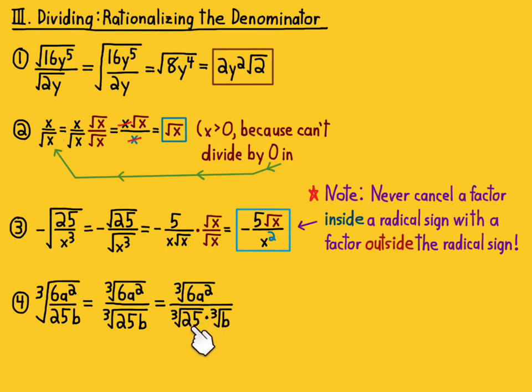So here I've got 25. I need another 5 in there. So I need to multiply by the cube root of 5 on top and bottom. Here I have a b. I need 2 more factors of b, so I need to multiply by the cube root of b squared, top and bottom. If you don't understand that, listen to that a few times until you do.